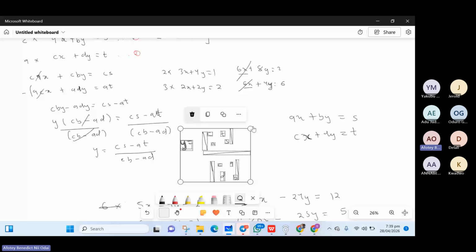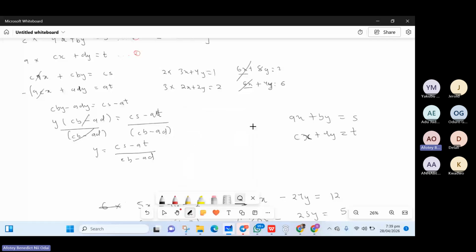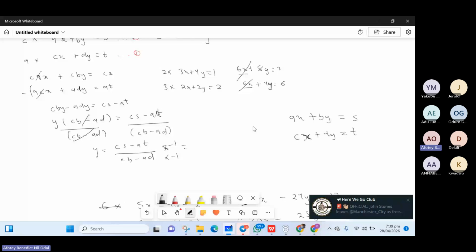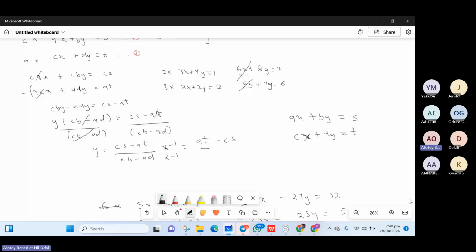Let me try and rewrite this in a different form. It's the same thing that we are doing, but I'm multiplying both the numerator and denominator by negative, so that I get a standard form that I want to use to explain, because the form I have is correct, but it won't make what I want to explain clear. So with this, we get at minus cs all over ad minus cb. Now this makes it clearer.